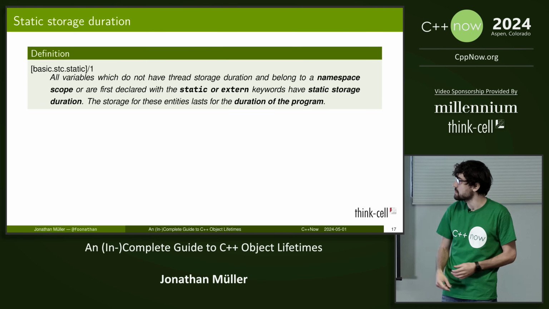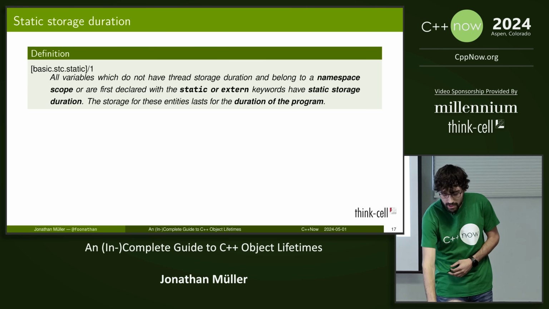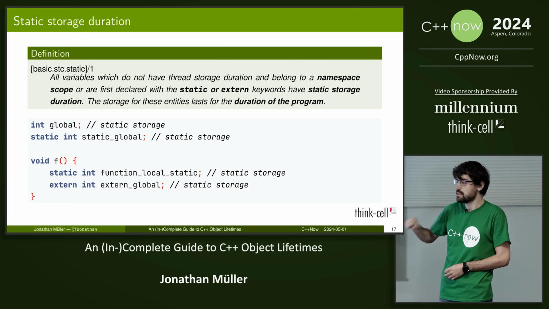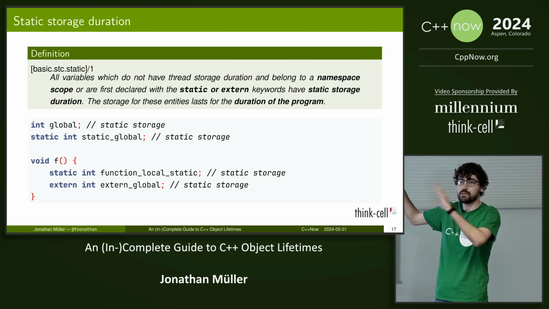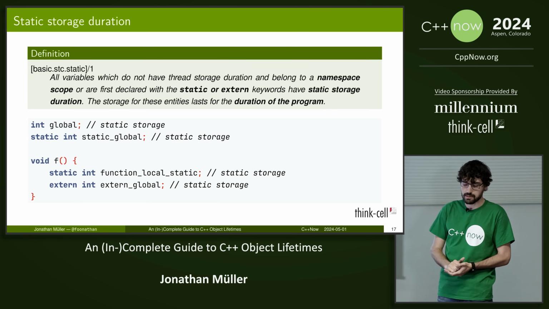Static storage duration happens when you've got variable names in the namespace scope or static or extern, and they live throughout the duration of the program. So here we've got a bunch of variables with static storage duration, and as soon as the program starts, we've got storage for them. They're allocated immediately, and they're only deallocated when the program ends.